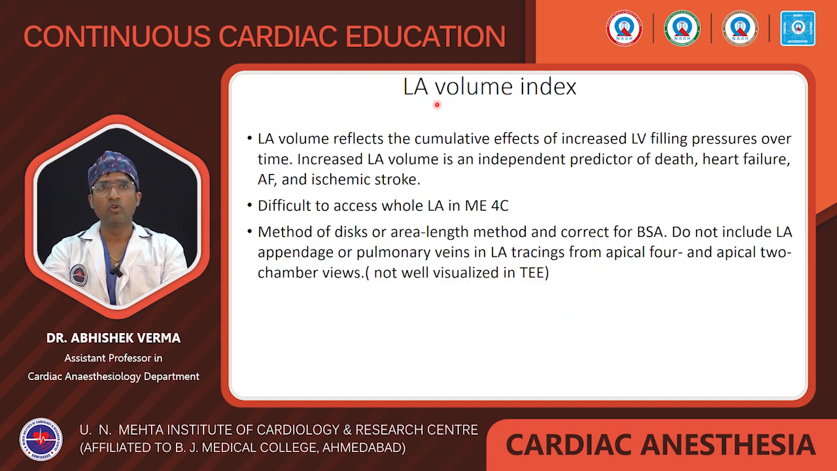Here, lastly, the LA volume index. The LA volume reflects the cumulative effect of increased LV filling pressure over time, or you can say increased LA volume is an independent predictor of death, heart failure, AF, and ischemic stroke. It is very difficult to assess the whole LA in the mid-esophageal four-chamber view. But some studies show that if we do the disc or the area length method and correct for the BSA, and do not include the LA appendage or the pulmonary vein during the LA tracing, and all in the apical 4-chamber or the apical 2-chamber view in the transposition, not in the TEE.